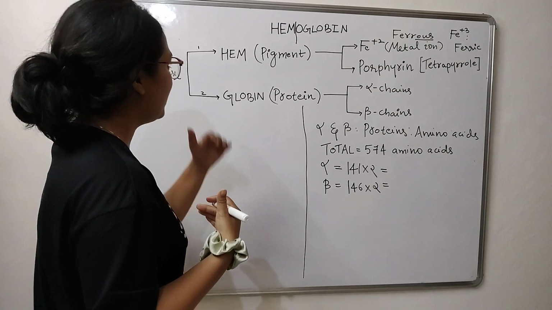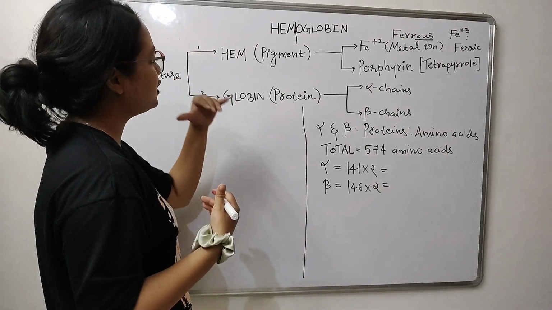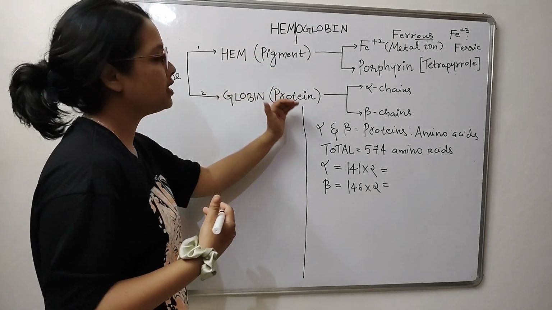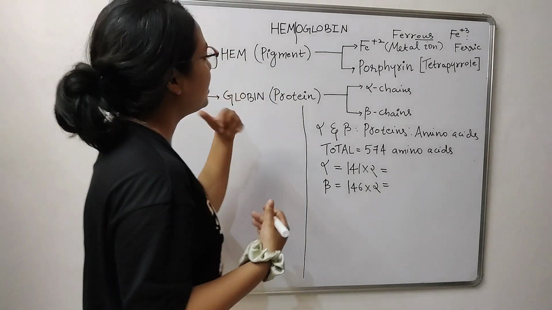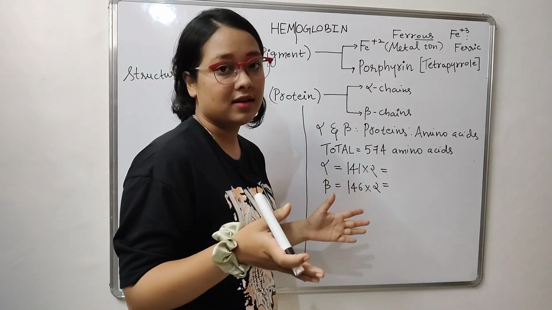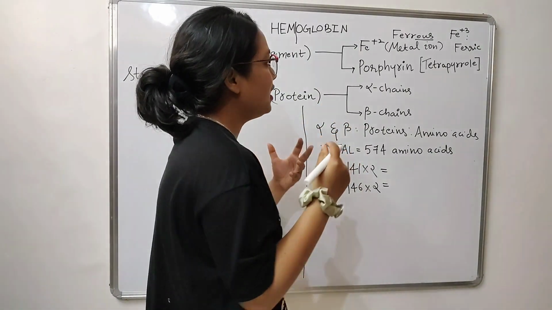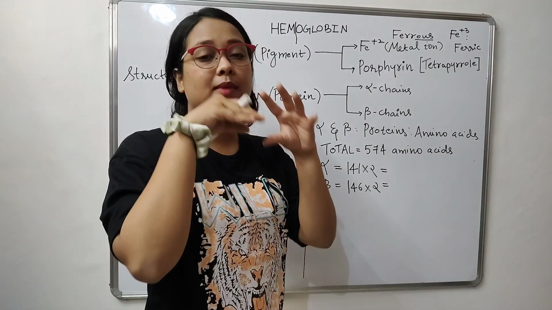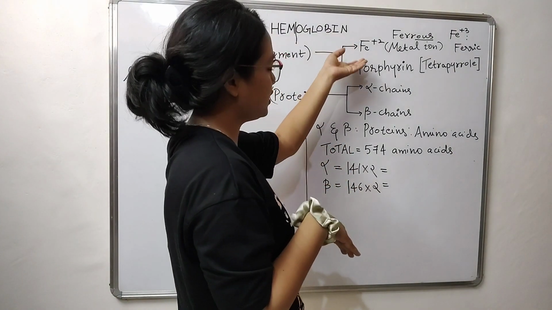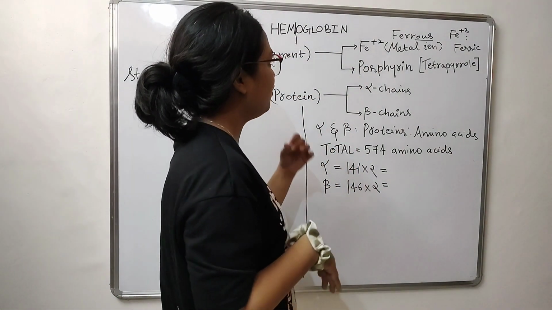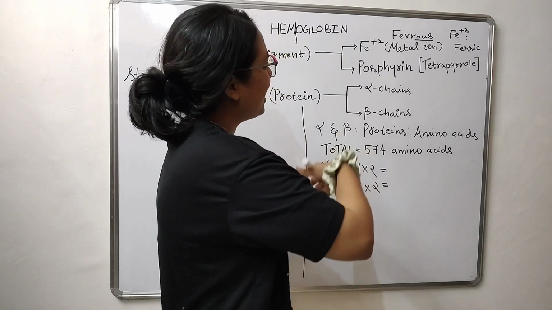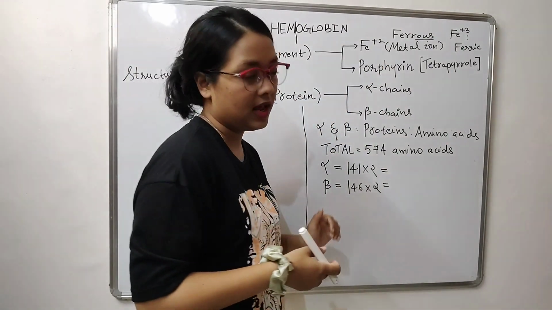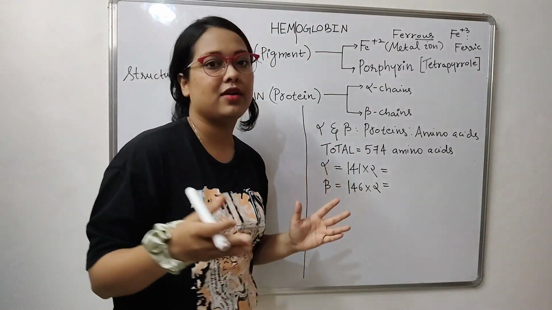Let's come back. Hemoglobin, we broke the word into two parts, heme and globin. Heme represents the pigment, globin represents the protein. Heme can further be categorized into two sections. One is with respect to the central metal atom or the central metal ion, the metal cation which is present, which is your ferrous ion, Fe in the +2 oxidation state. The other section of it is porphyrin. Now porphyrin is a tetrapyrrole system.